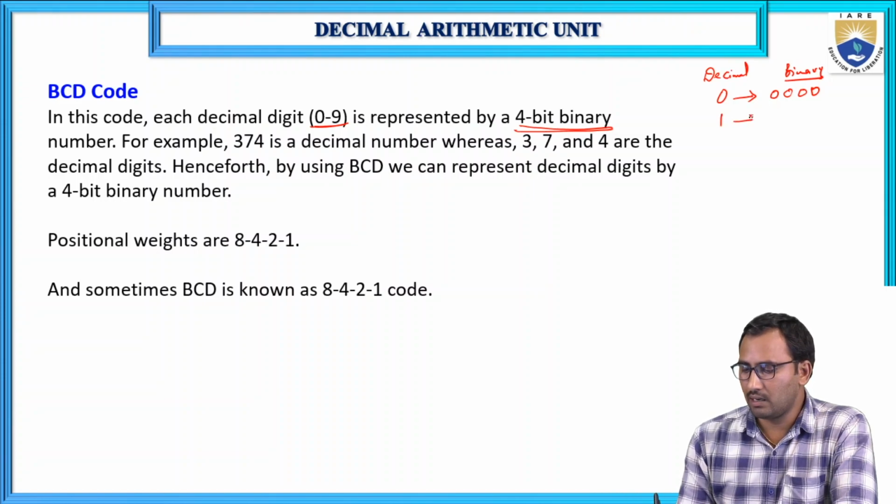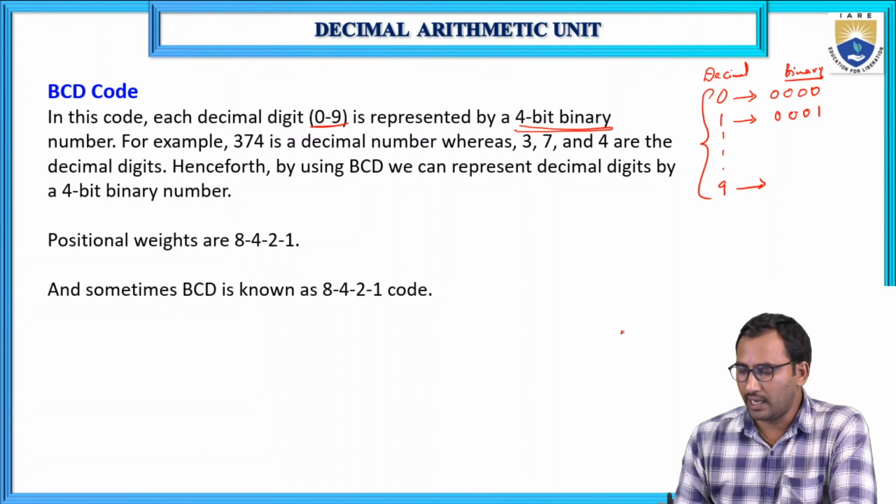Similarly, 1 we can represent with 0, 0, 0, 1. Like that, 9. So 0 to 9 are the decimal numbers, and 9 we can represent with 1, 0, 0, 1. So this is the representation of all the decimal numbers in 4-bit binary form.